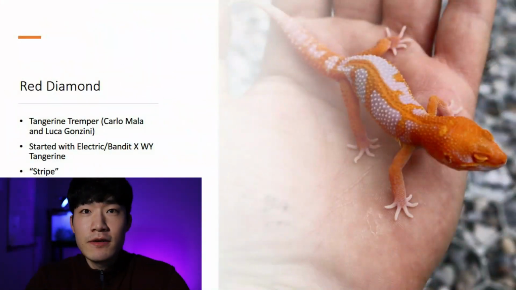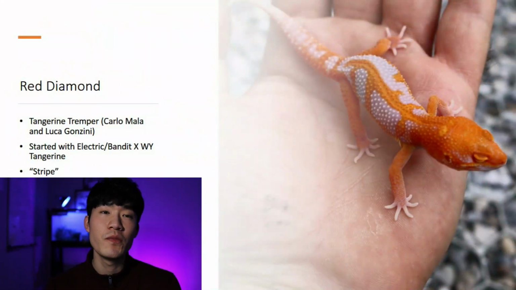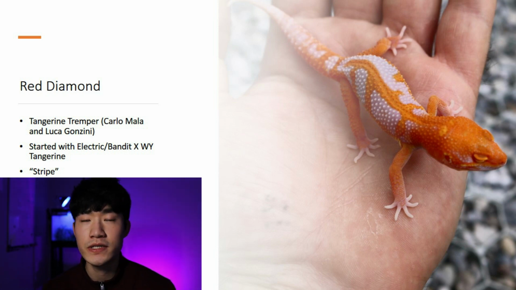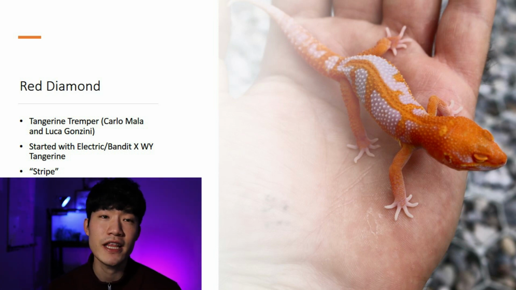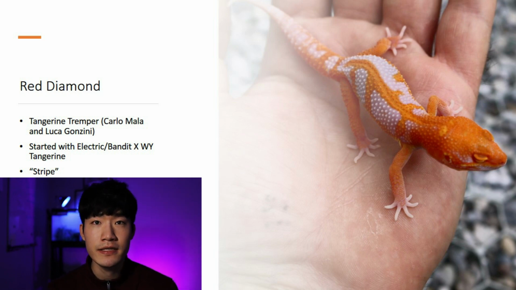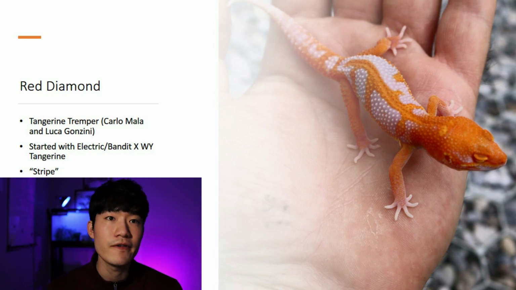And the next up is the red diamond. This is one of the cool morphs which I wanted to show you guys a lot, because a lot of people were reaching out to me and asking about the red diamond. So basically red diamond is like a tangerine lines with the tremper albino. So basically think of it the same as Tangelo. However, the difference between the Tangelo and red diamond is that their patterns are different.